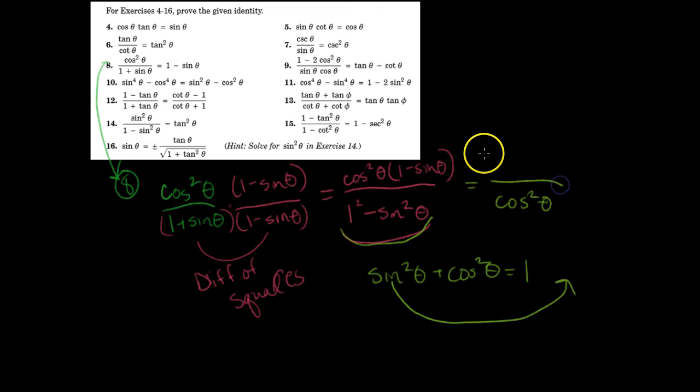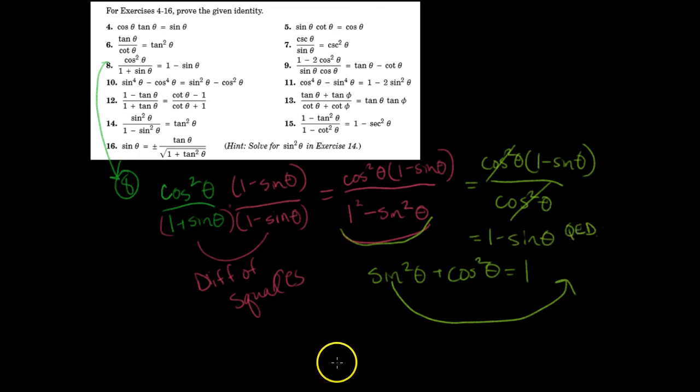The thing on the top I still have is cosine squared theta times 1 minus sine theta. Cancel those out. I've demonstrated that the left-hand side is equal to the right-hand side, 1 minus sine theta, and then you always have to put your QED because you're proud of what you did.